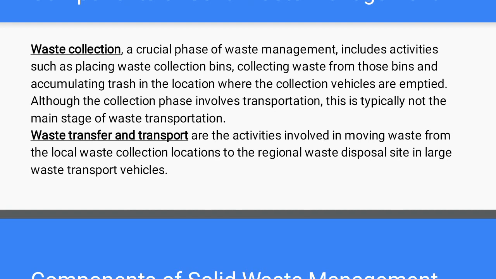So that process is considered in the waste transfer and transport. Transferring represents the movement from the generation point to the last stage, what we call the disposal site. Whenever the waste travels from one point to another point, that is waste transferring, and transport refers to the waste finally being dumped into the disposal unit.